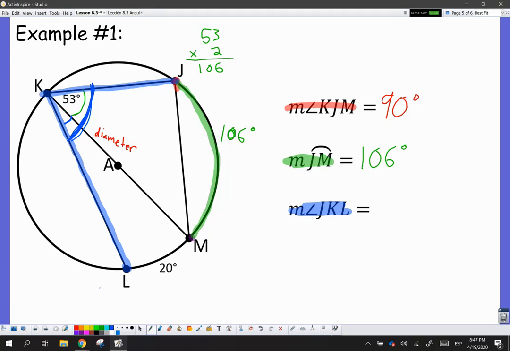So the trick is that since I know the arc is 20 degrees, and I know that MKL is an inscribed angle, and I'm going to highlight it in pink so we can take a look at this.